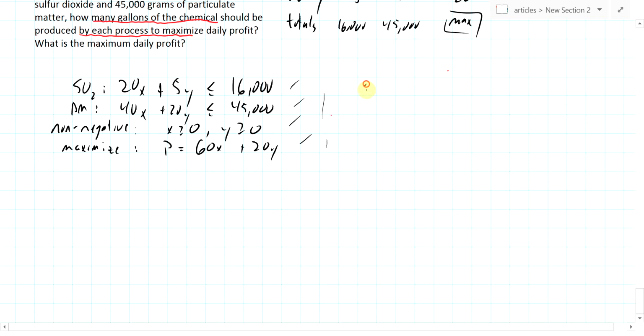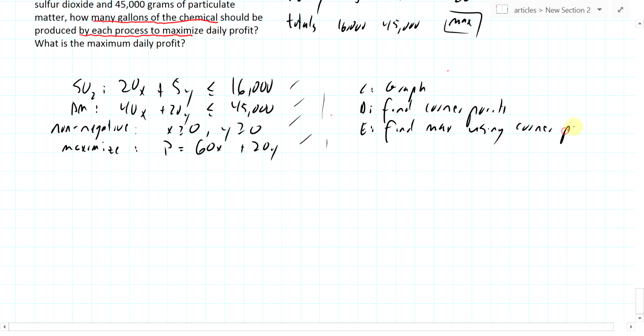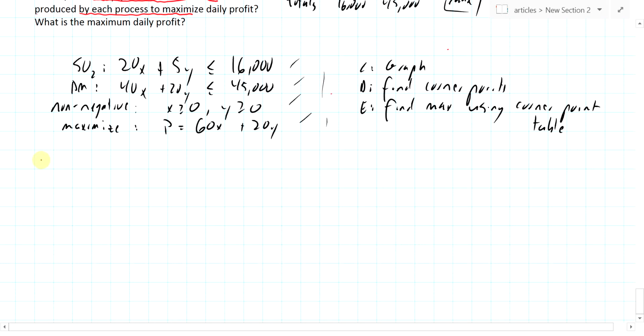Graph. Find corner points. And then find the maximum using a corner point table. So, graphing.